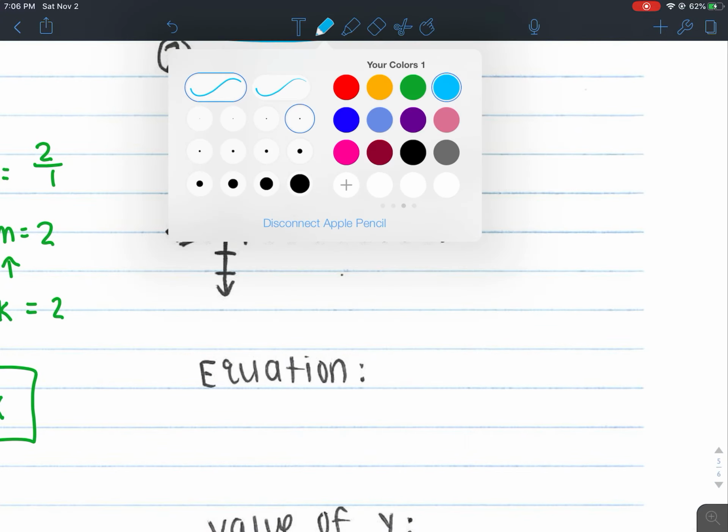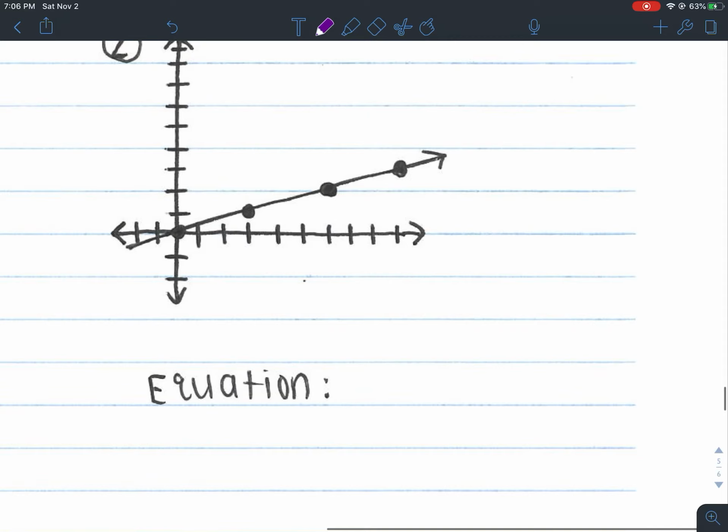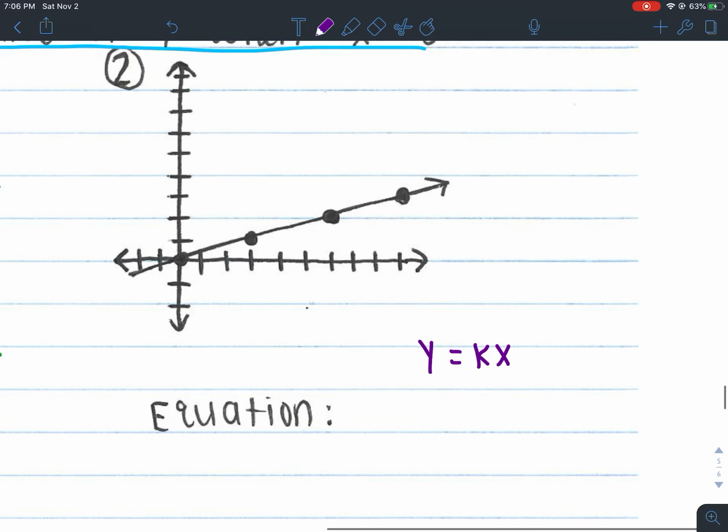So over here, we're going to do the same thing. We're going to start with our equation. I know this is direct variation because it crosses 0, 0. So first, I know it's going to be y equals kx. I need to find my k first. So remember, slope is rise over run.